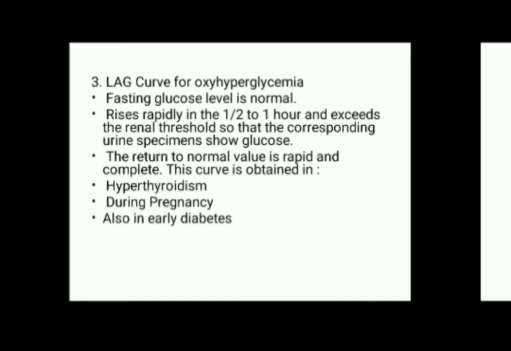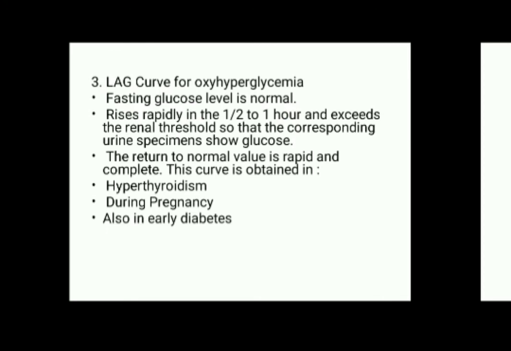Lag curve for oxyhypoglycemia. Oxyhypoglycemia is a special type of impaired glucose tolerance characteristic. That means hyperglycemia, rise in blood glucose, spike after an oral intake of glucose, the peak of this spike being high enough to cause the transient glycosuria, that is detectable glucose in urine.